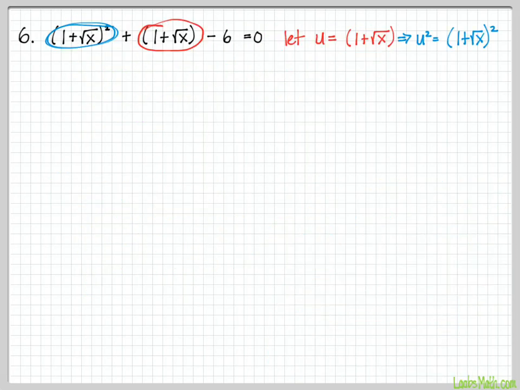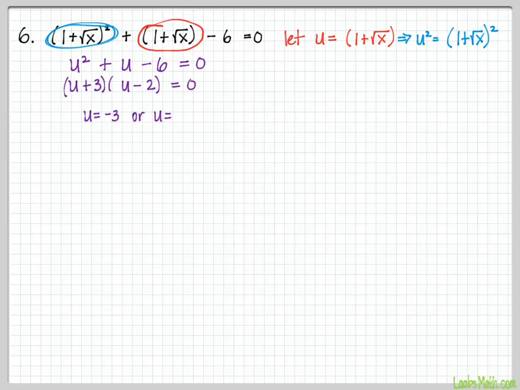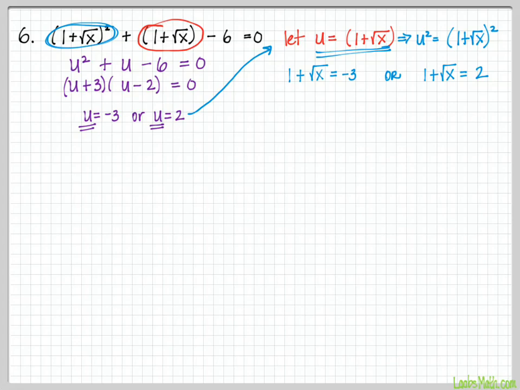Problem number 6. I'm going to do my u substitution, factor it, solve for u, resubstitute back in the x's, and once again I have expressions here, so I'm going to have to solve for x. So I'm looking at this, I'm going to subtract the 1, and I get square root of x equals negative 4. But wait a minute, a square root can't equal a negative number, so this isn't even possible. So that's out of the picture.